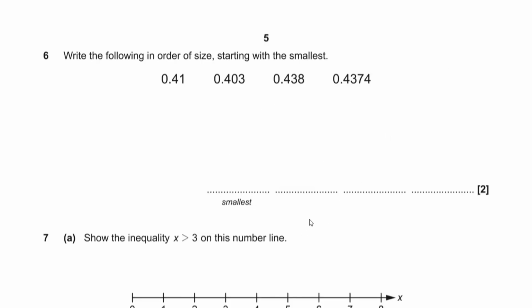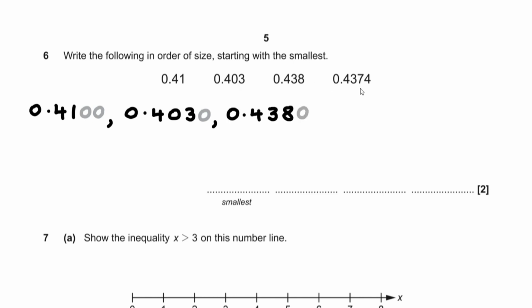Question number 6. We have to write the following in order of size, starting with the smallest. We've got 0.41, 0.403, 0.438 and 0.4374. Well, here we've got 4 decimal places, so it makes sense for us to write each of these to 4 decimal places. So we've got 0.4100, 0.4030, 0.4380, and we've also got this 0.4374.